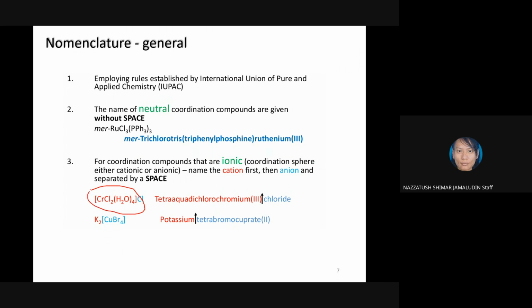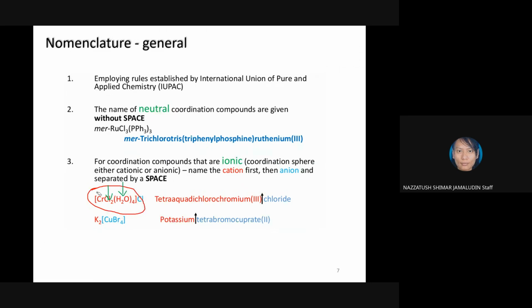Okay, this one. All right? So, the chemical formula arranges all these elements by putting the metal first and then the chlorine. Okay? The chlorine, because it is anionic, followed by the neutral ligand, water. So, if you follow the chemical formula when writing nomenclature, you will put chlorine first, followed by aqua, then the metal. No. Okay. Look at these examples.